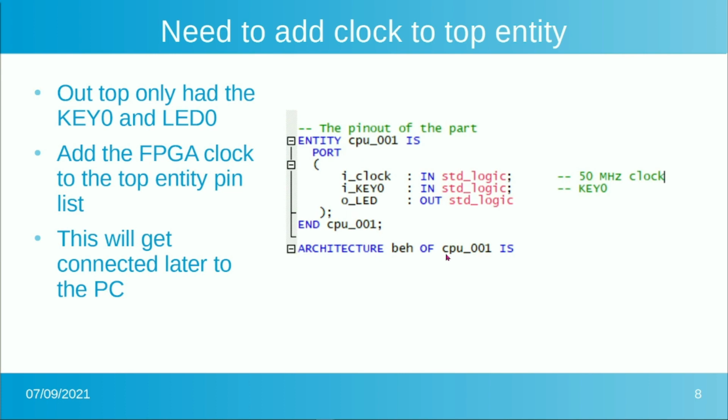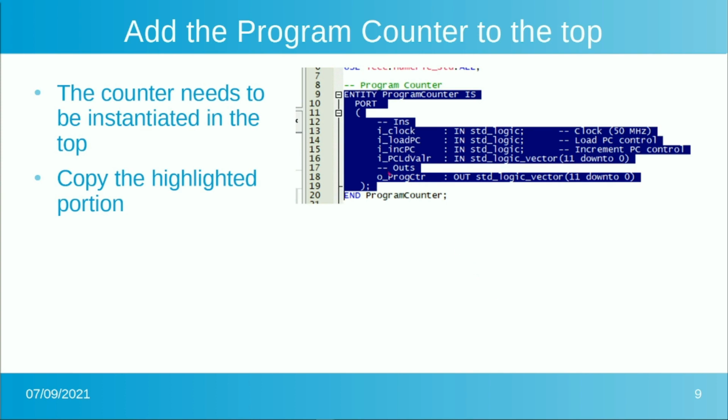And it still has these same 3 CPU 001. This is the higher level entity. And this gets connected when we add the entity into the CPU of the program counter. It will get connected down in. So let's add that program counter into the top.